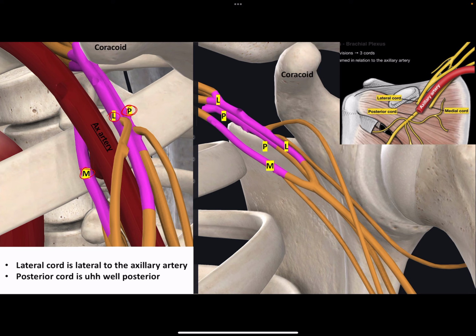The picture's a little bit confusing. These are not touching, of course. There's a little bit of distance separating those. We have another picture here in the second frame where I've removed the axillary artery. I don't know if that helps or makes it more confusing. But again, we have the medial. The axillary artery would be right in between. The lateral is touching it right on the other side. And the posterior is way back there.